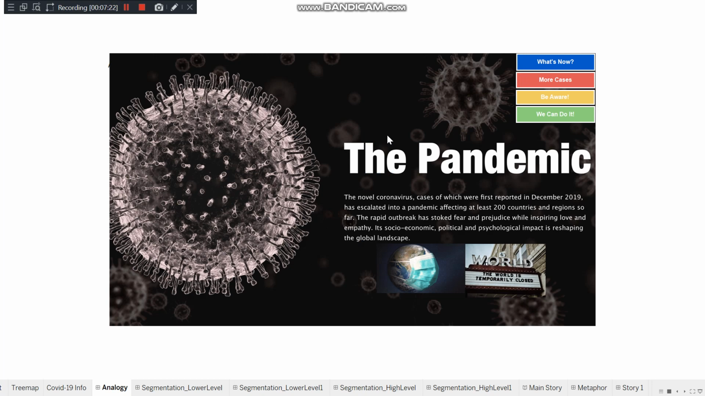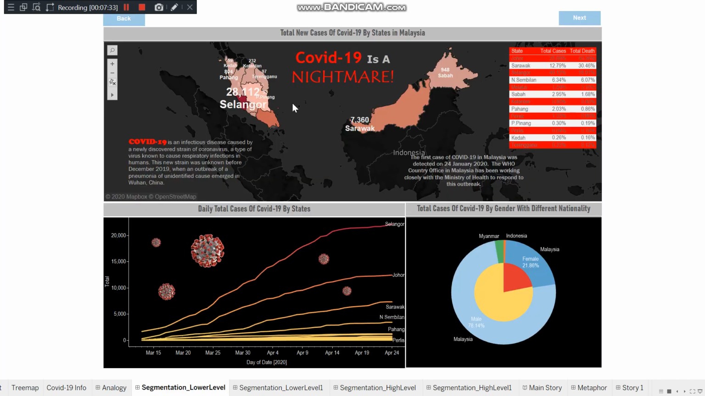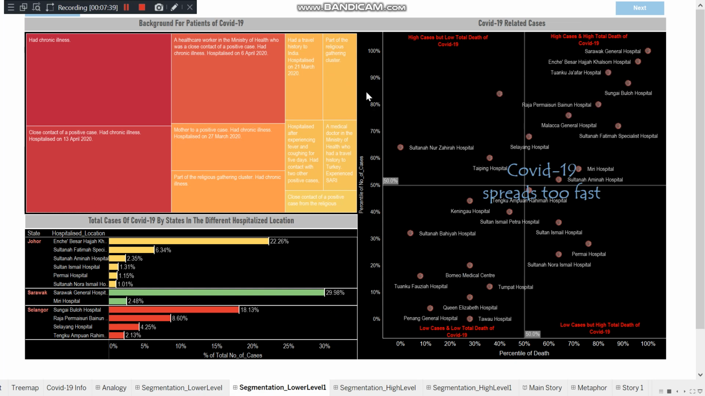Here is the overall design structure for this visualization. As you can see, it is the world with a mask and the world is temporarily closed. When we click the button, it will show the overall cases that happened in Malaysia for COVID-19. Next chart, we show more cases related to COVID-19 based on the hospital location, and also based on the condition of the magic quadrant charts.